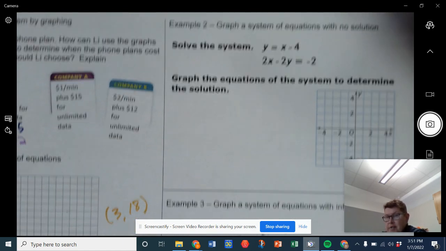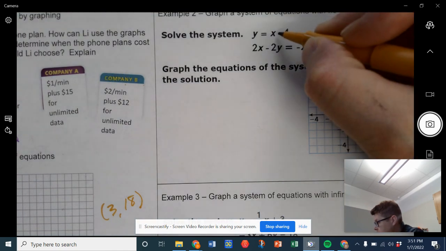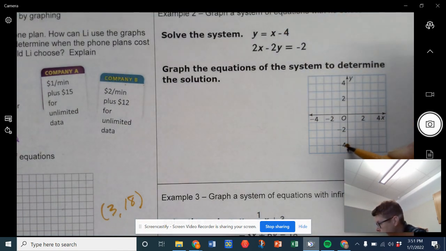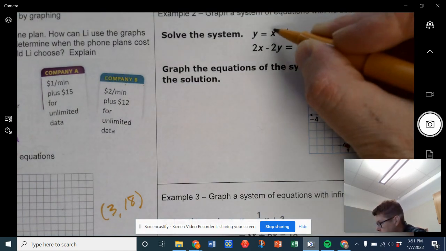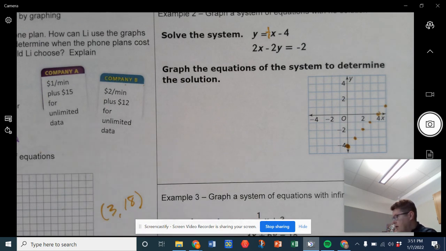Okay, graph a system of equations with no solution. So we have y equals x minus 4. So we're just going to graph that one right out the gate. Start at -4 down here. Then you go up 1 over 1 because your slope is 1 over 1. And I can just go all the way across there. So that's our first one.